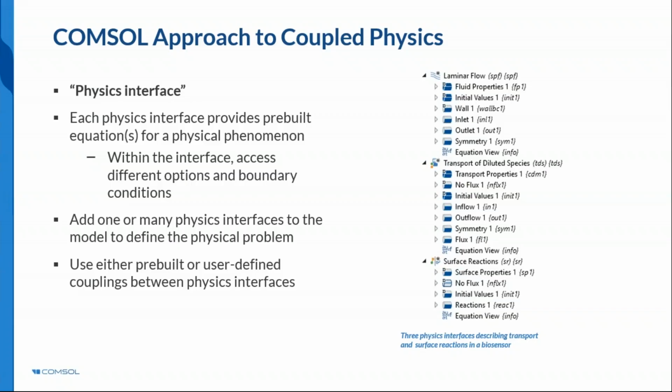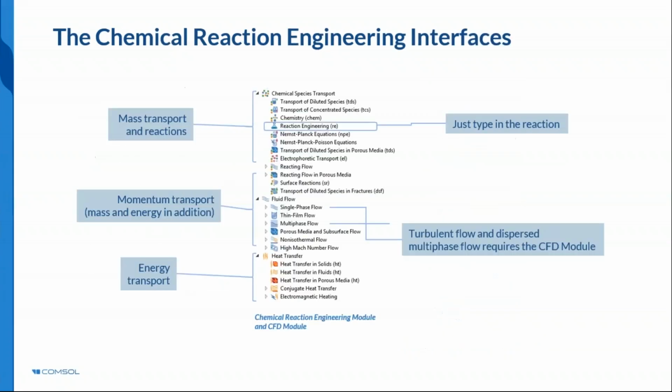For example, the transport properties node for transport of diluted species is used to specify the diffusivities and the model species and the velocity fields they experience. These default nodes are automatically included with each physics interface to save time in the setup of models.